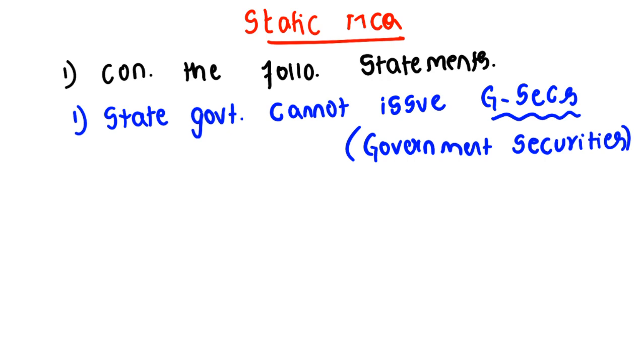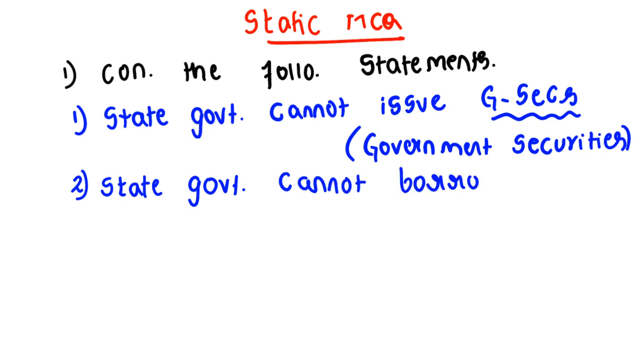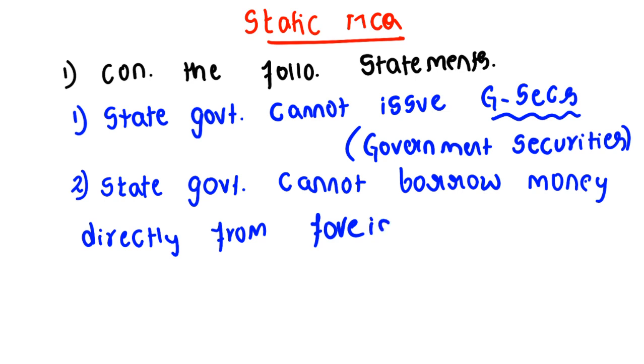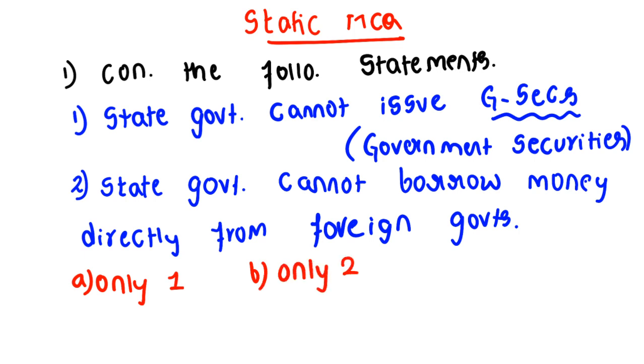So this static question is from economy. In the economy part you might have read what the meaning of G-Sec or government security is. State government cannot issue G-Sec. And second statement: state government cannot borrow money directly from foreign governments. So here you can choose A, only one; B, only two; C, both; and D, none.